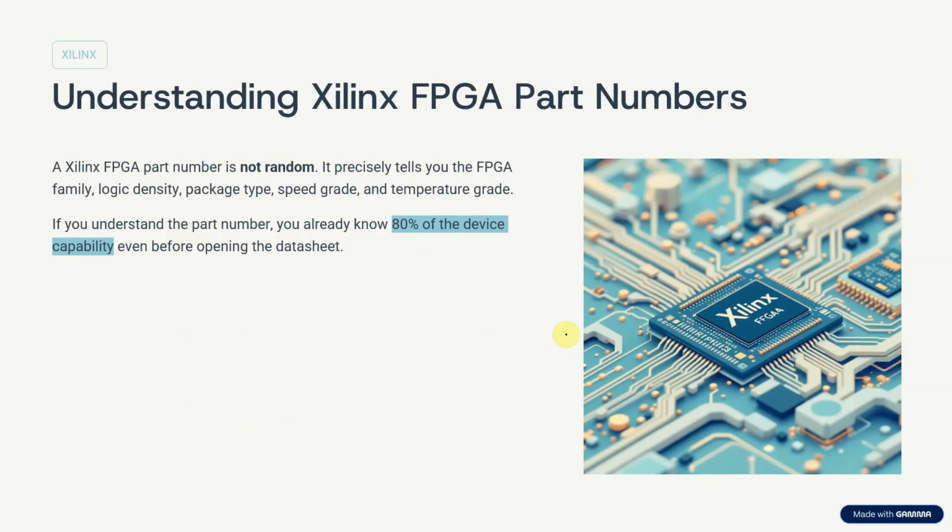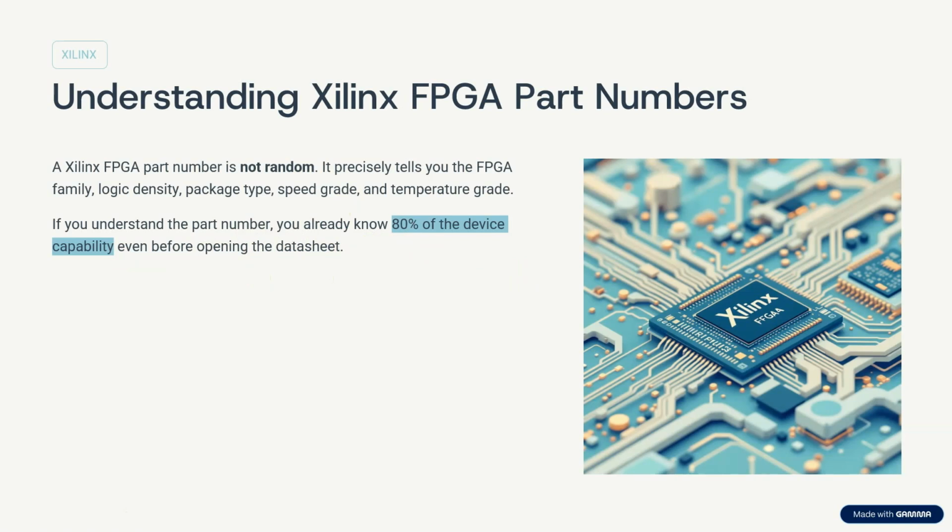First of all, we are only focusing upon Xilinx part numbers because we are going to work with a Xilinx board, right? So I'm going to discuss these Xilinx part numbers. Basically, a Xilinx FPGA part number is not a random number, and it is precisely going to tell you what type of FPGA family it is, whether it is Artix or whether it is Zynq. It is also going to tell about the logic density, like how many LUTs you are going to have, and what is the package type, the speed grade and temperature grade, right? So if you understand the part number, we will already come to know 80% of the device capability even before opening the data sheet, right?